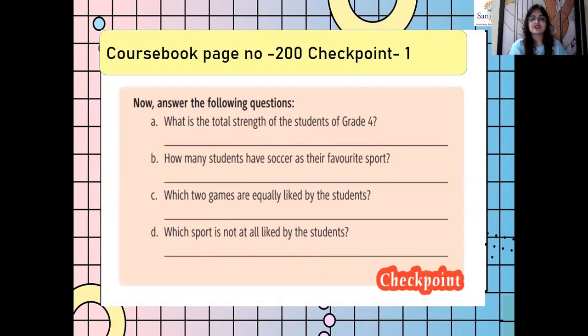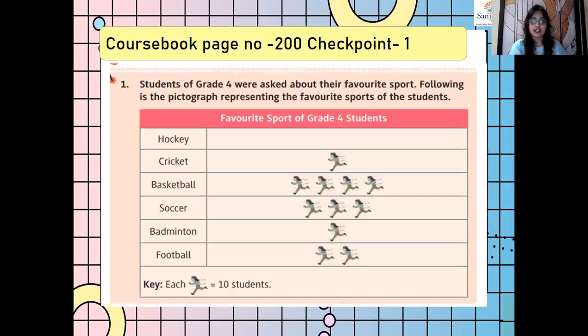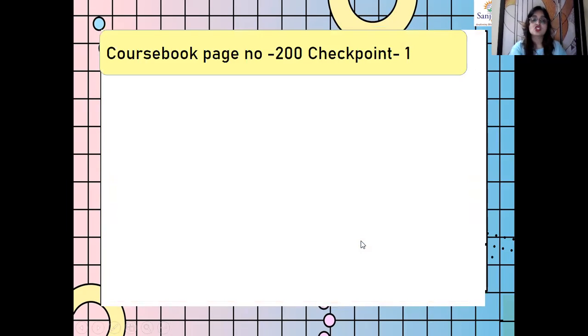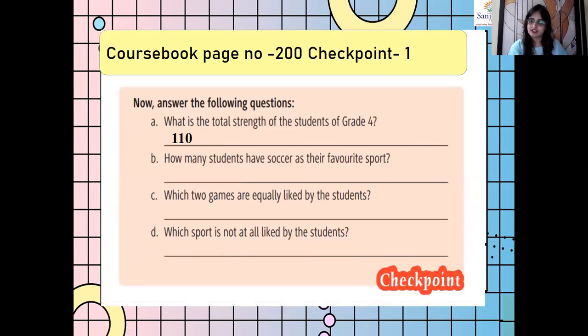What is the total strength of the students of grade 4? How do we find that? That is 110. How do we find? We will add all this: 10 plus 40 plus 30 plus 10 plus 20. That comes to 110. Okay.